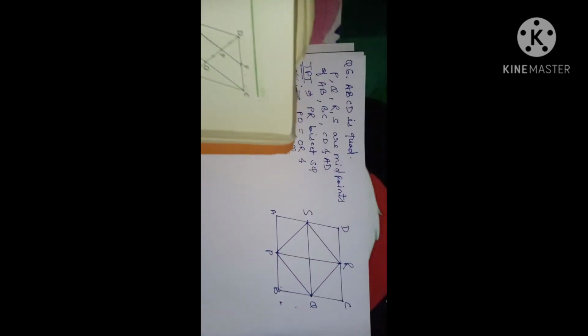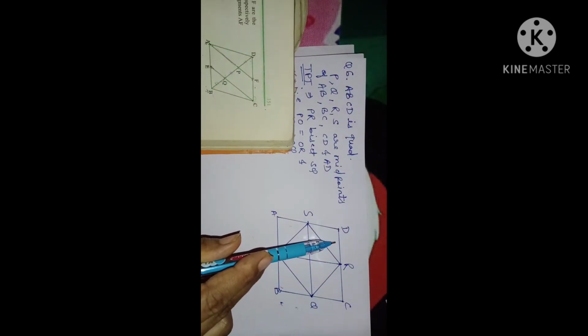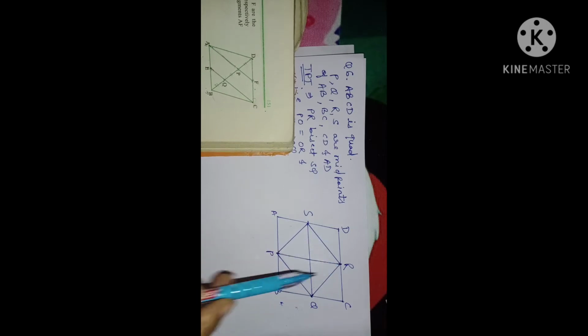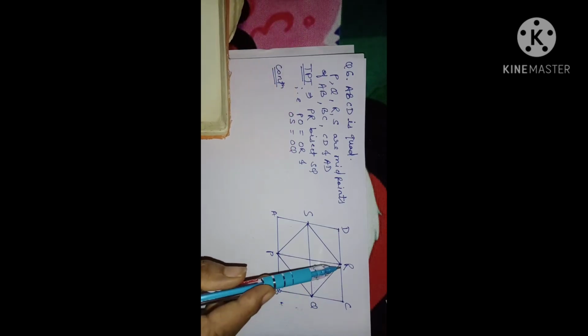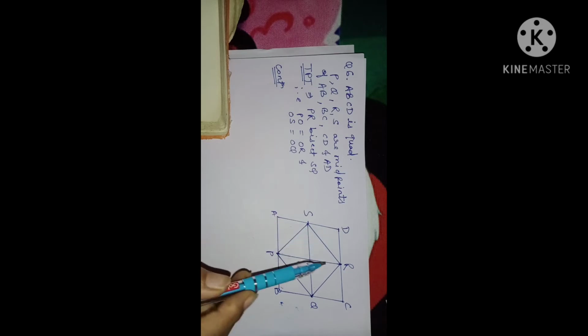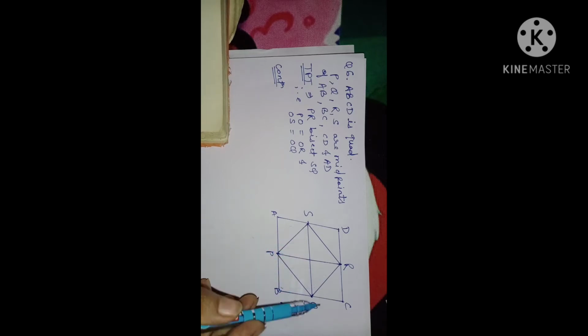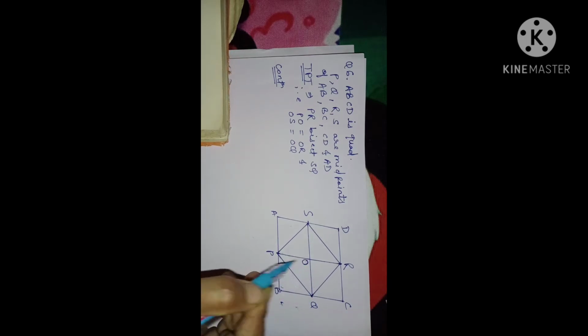So let's draw the diagram. This is a quadrilateral ABCD, and it is given in the question that the line segment joining the midpoints of opposite sides. So P is a midpoint of AB, Q is a midpoint of BC, R is a midpoint of CD, and S is a midpoint of AD. And what is TPT? Prove that the line segment joining the midpoints of opposite sides of a quadrilateral bisect each other. Bisect each other means what? Bisect each other means PO is equal to OR and OQ is equal to OS.